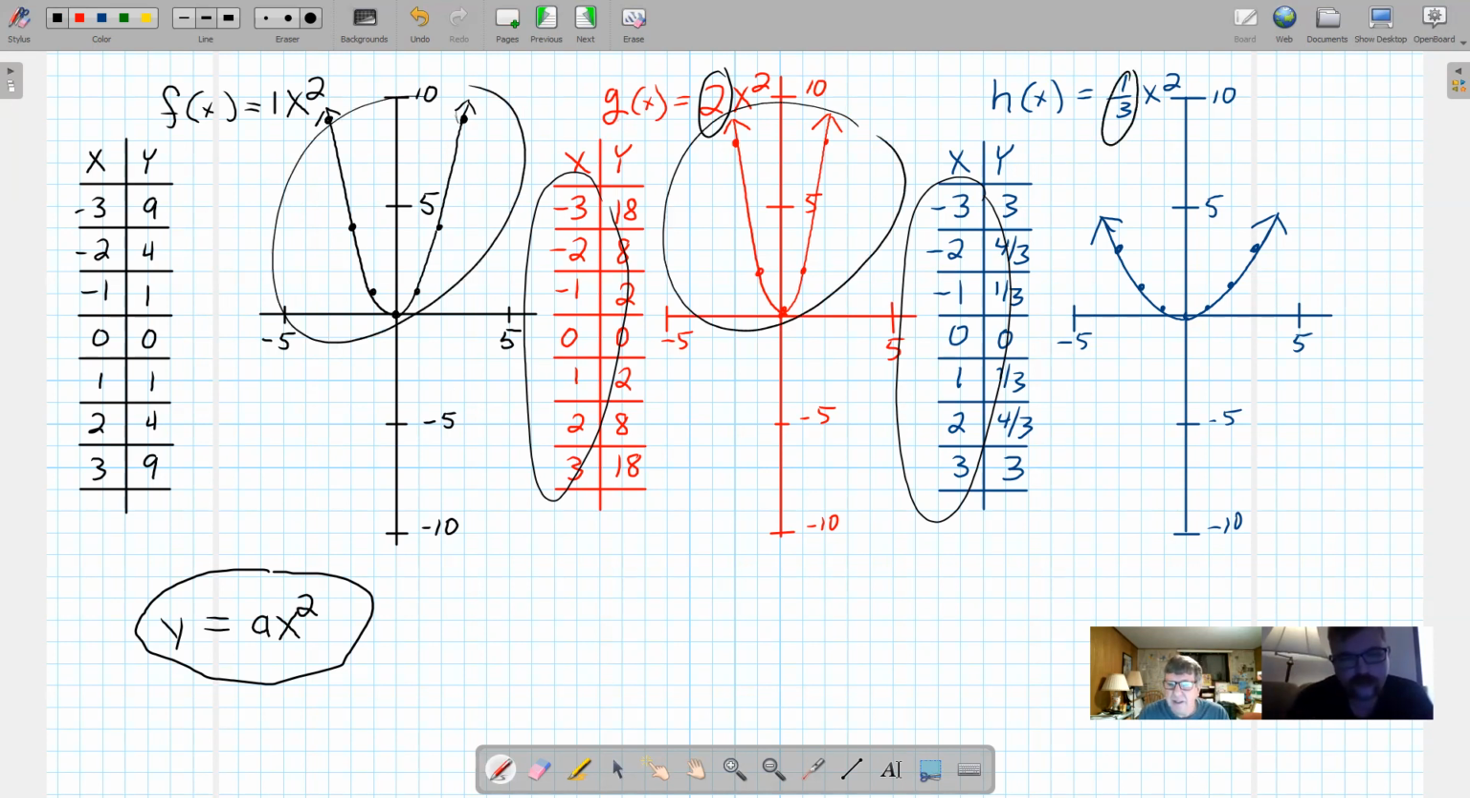What if a is less than 1, between 0 and 1? The graph climbs not as steep, so it opens wider. Okay. Any questions about those examples? All right.